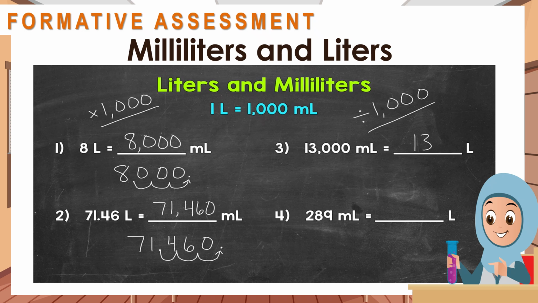So 289, decimal goes at the end of a whole number. So once, twice, and then 3 times to the left. So the decimal is going to go in front of the 2. I'm going to put a 0 here to show that we do not have any whole numbers. So we get 289 thousandths, or 0.289. So 289 milliliters equals 0.289 liters.